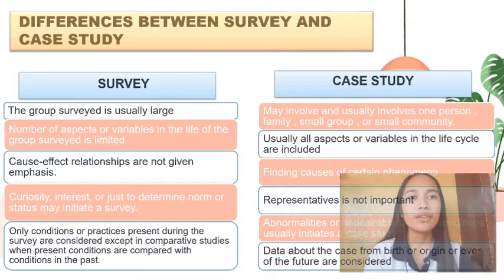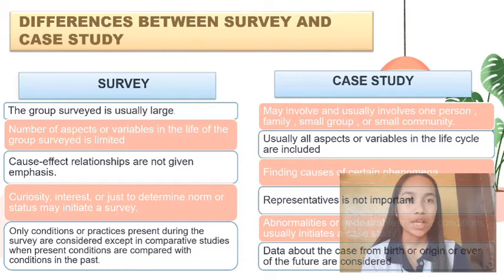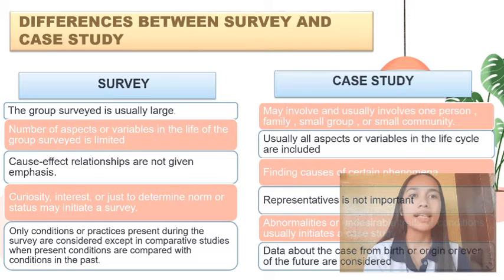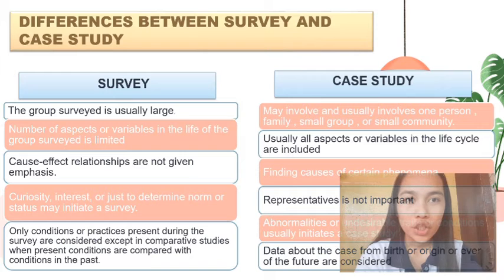Survey is more on generalizations, so it compares to the standard of the subject. Like for example, if you are in a restaurant where the customers are rich, your standard will focus on the standards of your subjects, who are also rich. That is how you do a survey. Only conditions or practices present during the survey are considered, except in comparative studies when the present conditions are compared with conditions in the past.